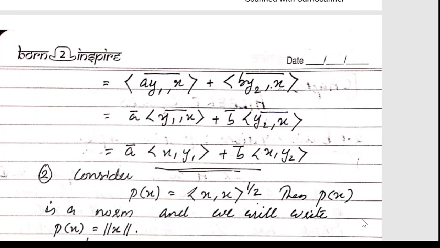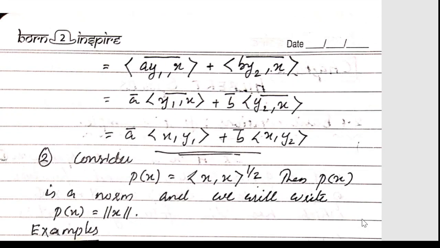That's the result. We will consider the inner product of x with x, and when you take the positive square root, you will get a quantity. That quantity we are naming p of x. Now p of x is a norm. We will write p of x is equal to norm x. You have studied this in your linear algebra class during your first semester.